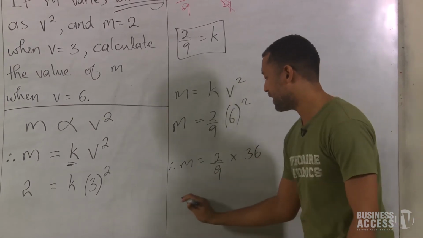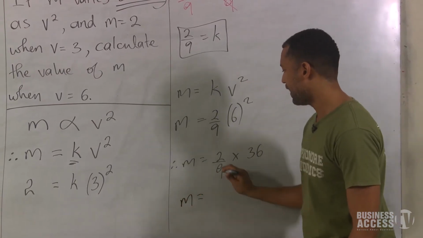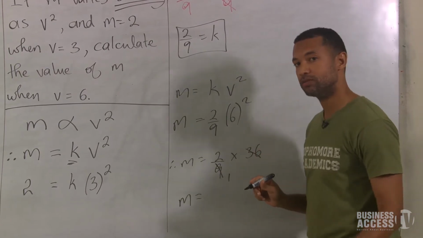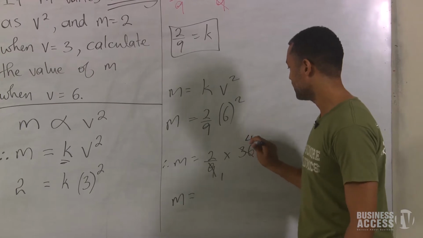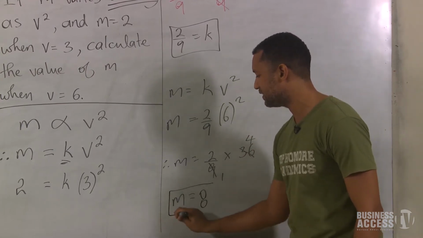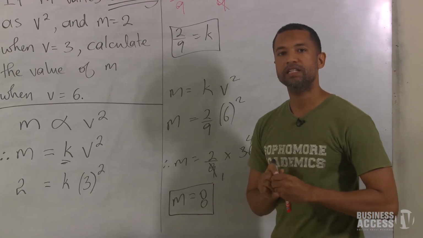And then you simply cancel down. 9 into 9 goes 1 time. 9 into 36 goes 4 times. 2 multiplied by 4, ladies and gents, that is 8.